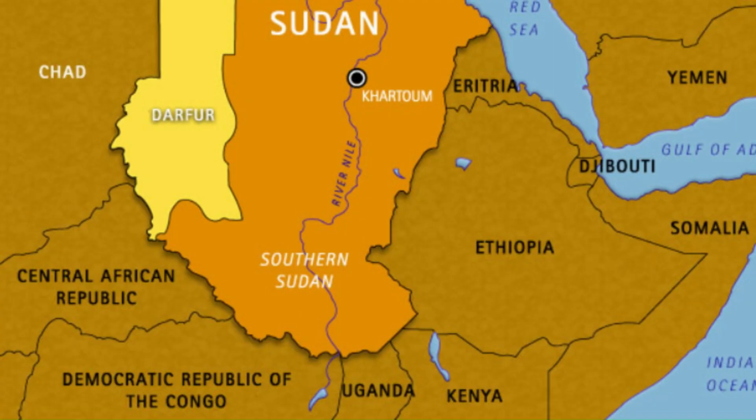About 1 million people died as a result of the First Sudanese Civil War. 4 million people were displaced into neighboring countries such as Uganda, Kenya, and Ethiopia. Now let's get on to the Second Sudanese Civil War.